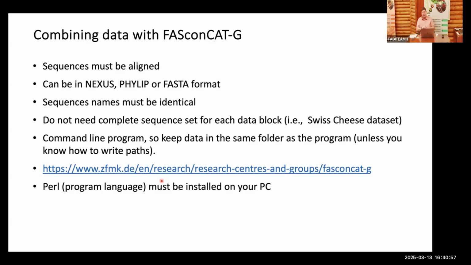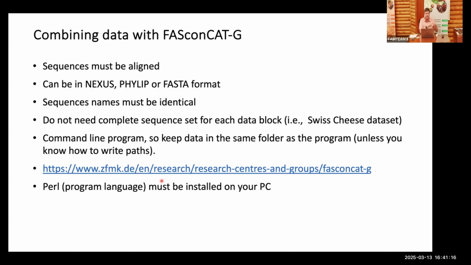Right, okay. Now, how do you combine data fast for your analysis? There's a program that one can use called FASconCAT-G. If you use IQ-TREE, you can also keep your files in a separate folder. So these are the multiple sequence alignments of your genes.